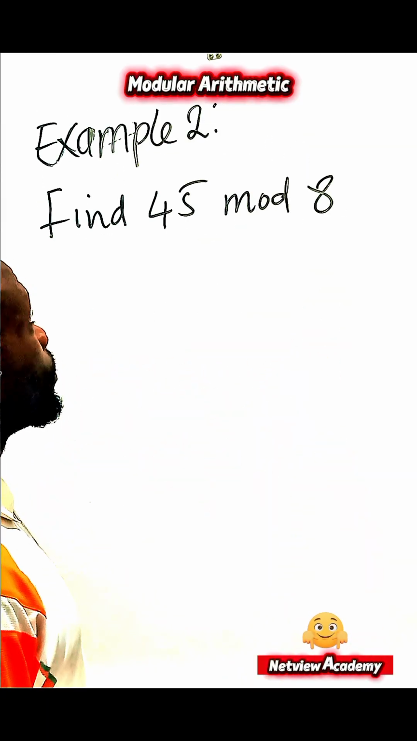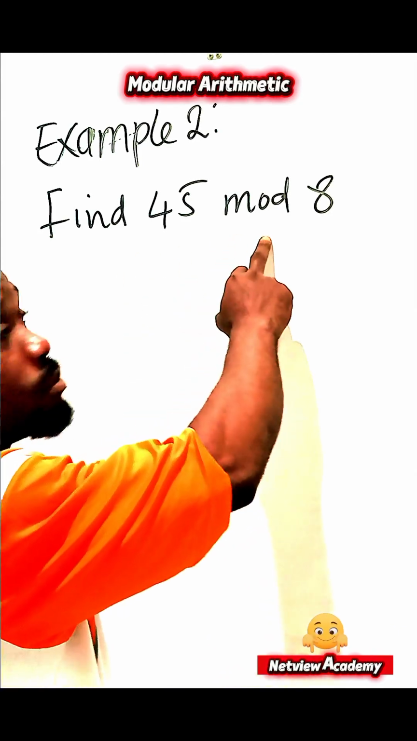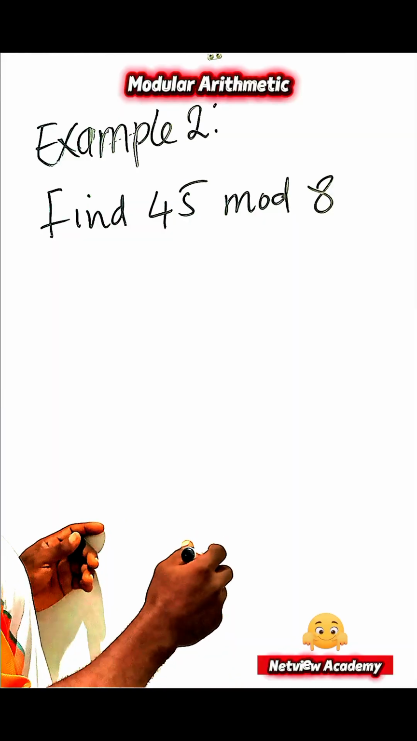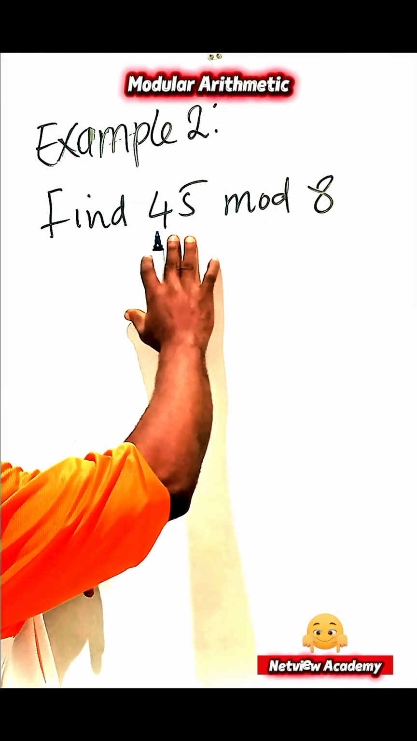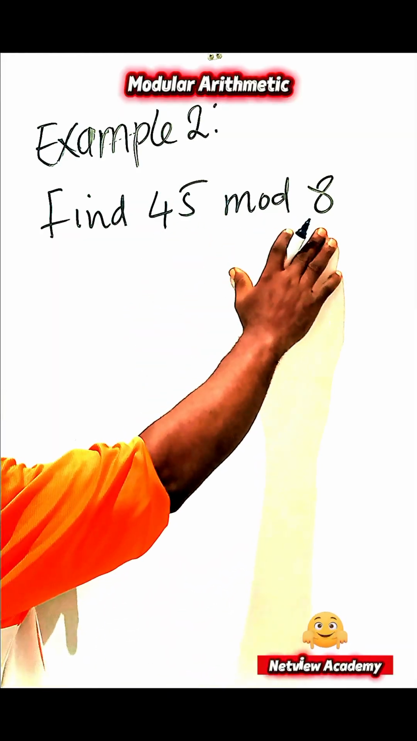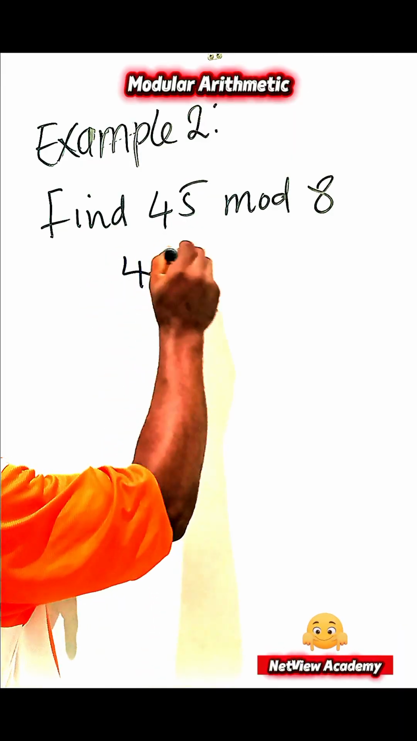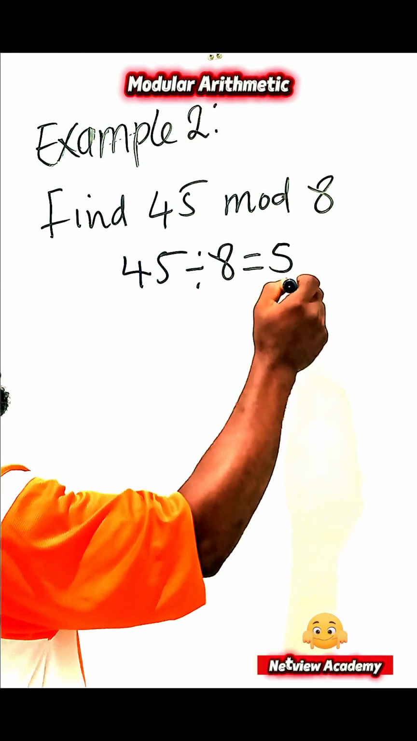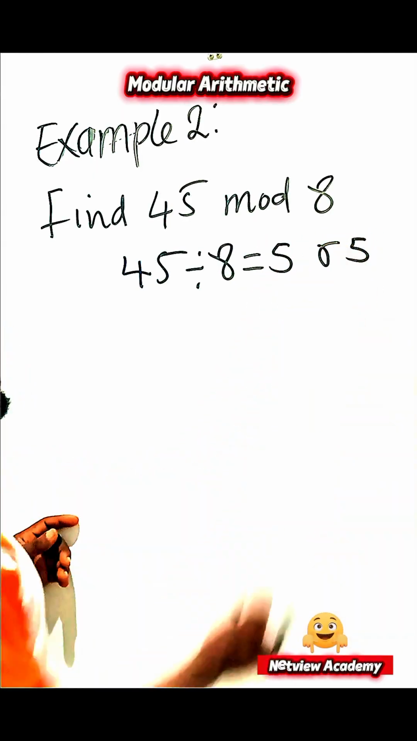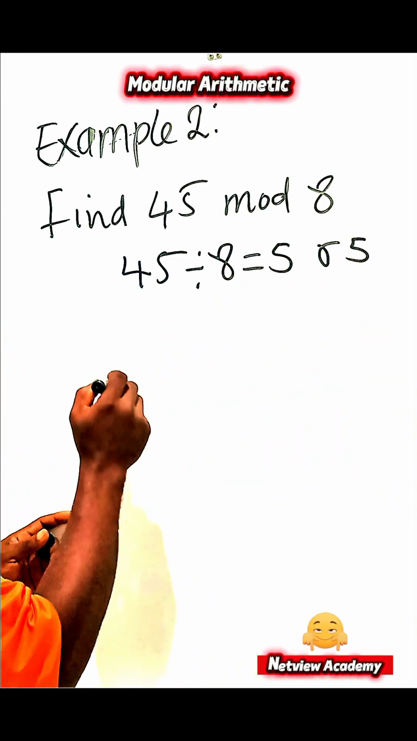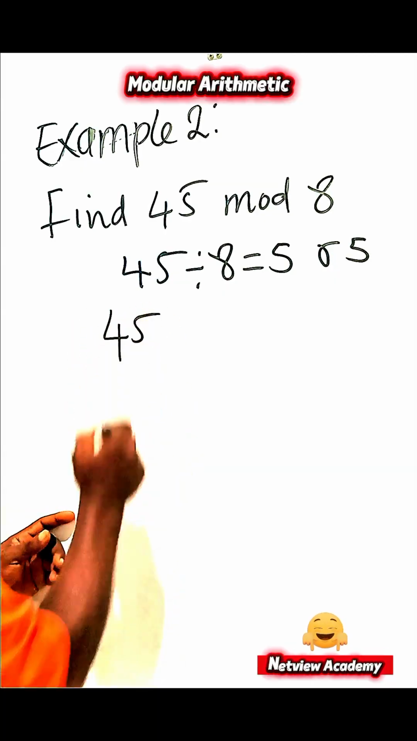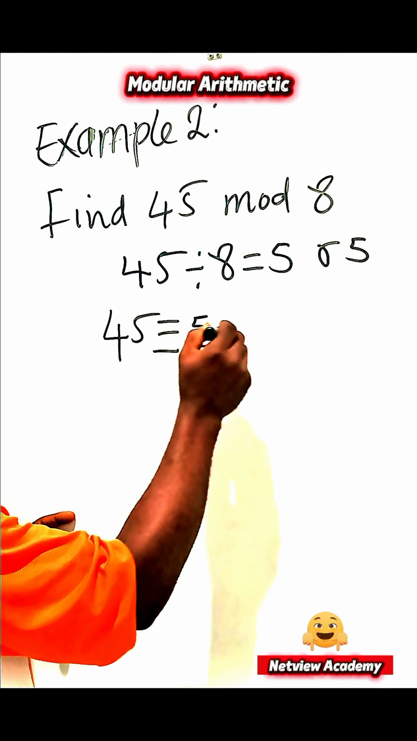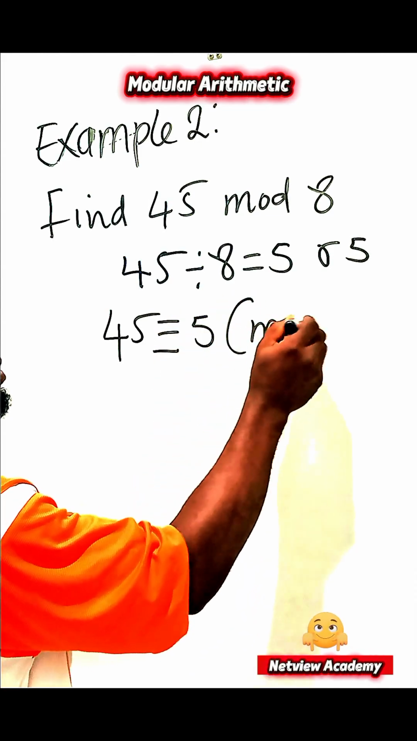Look at this example. Find 45 mod 8. So find the remainder when 45 is divided by 8. So 45 divided by 8 is equal to 5, remainder 5. So this can be represented as 45 is congruent to 5 modulus 8.